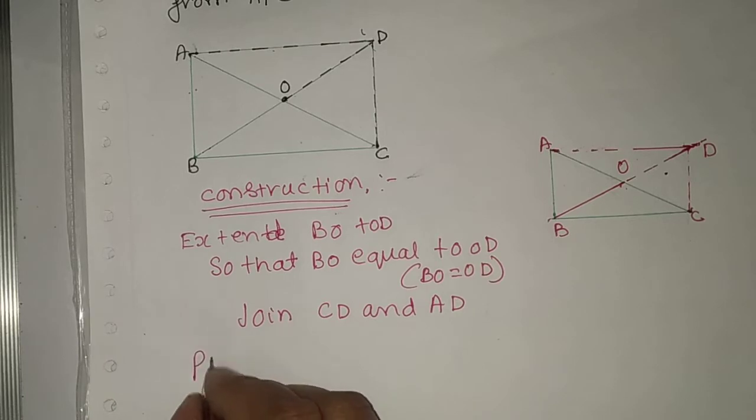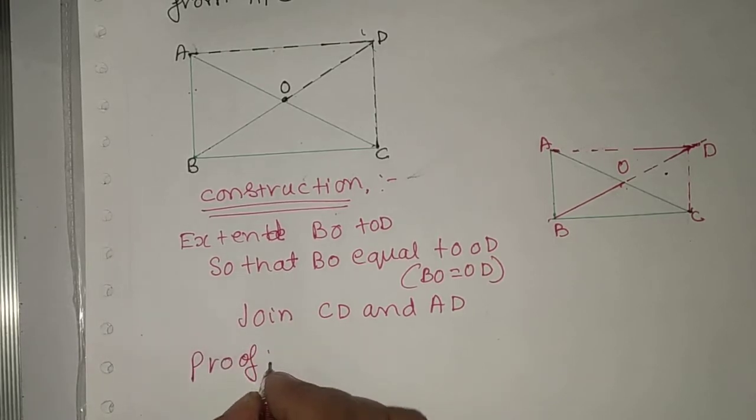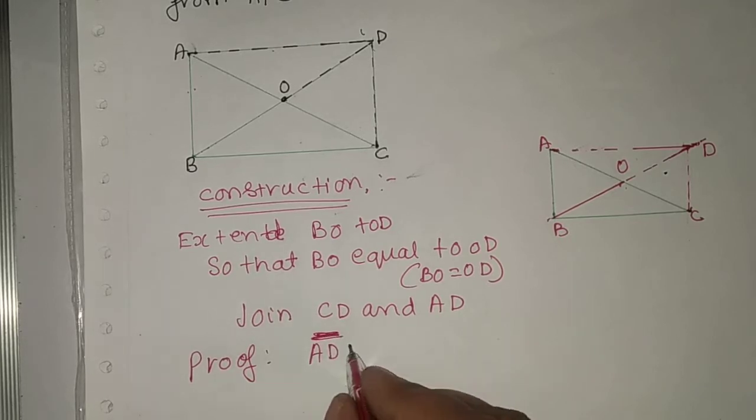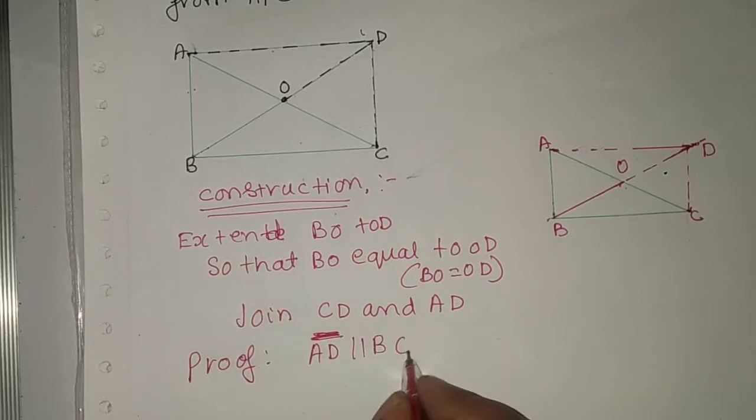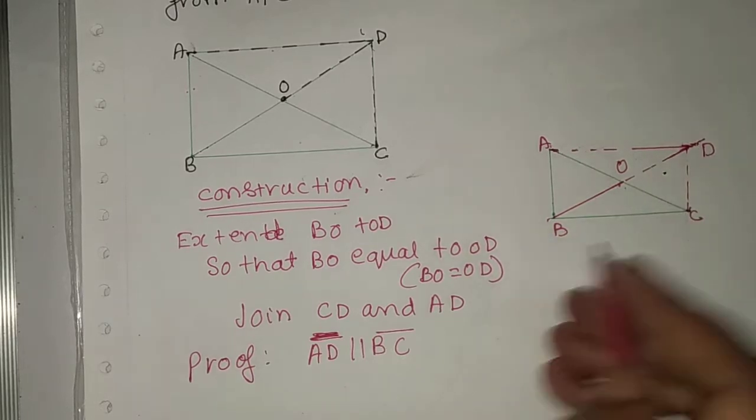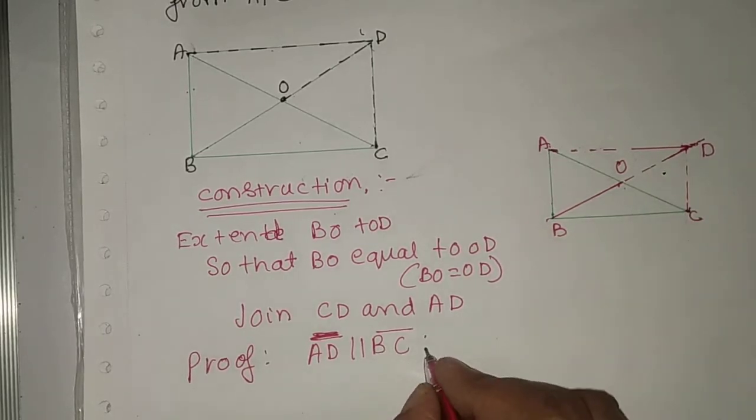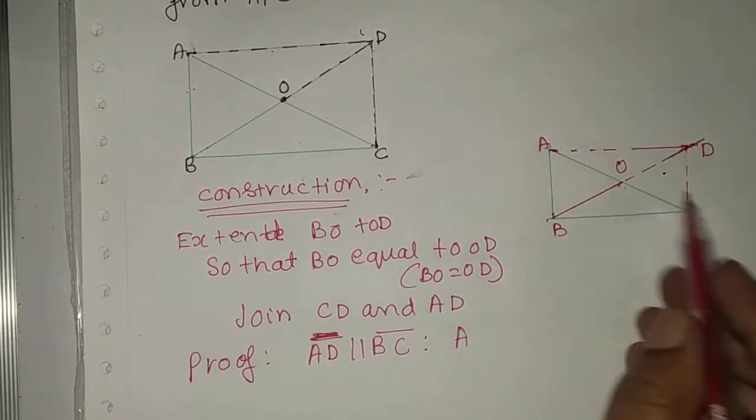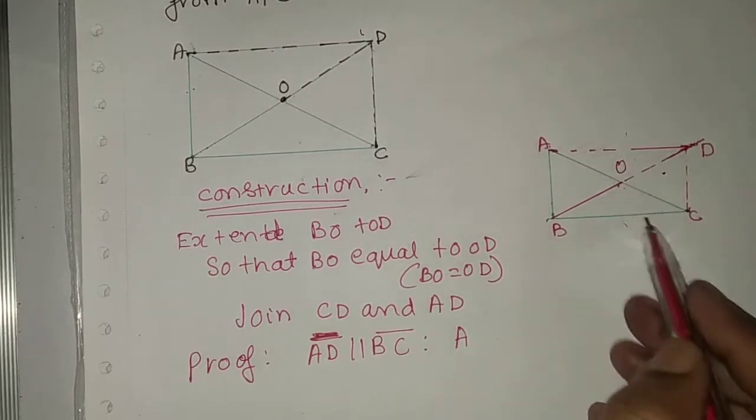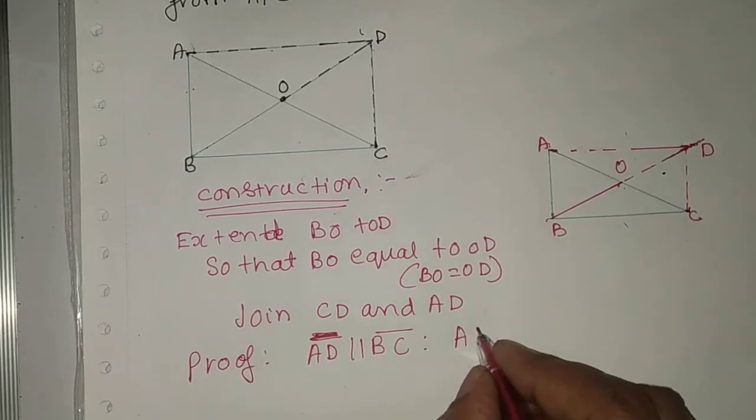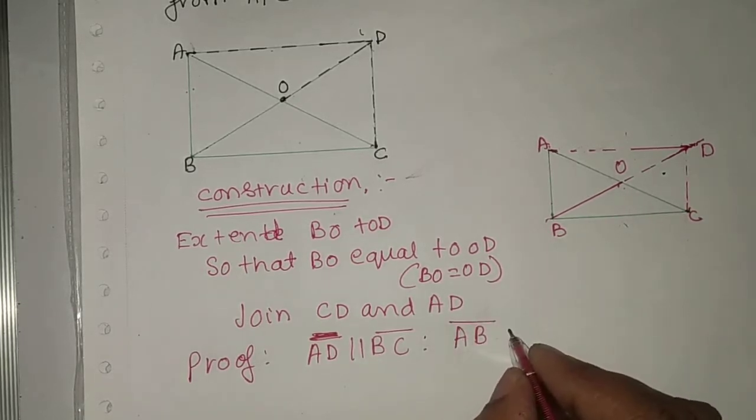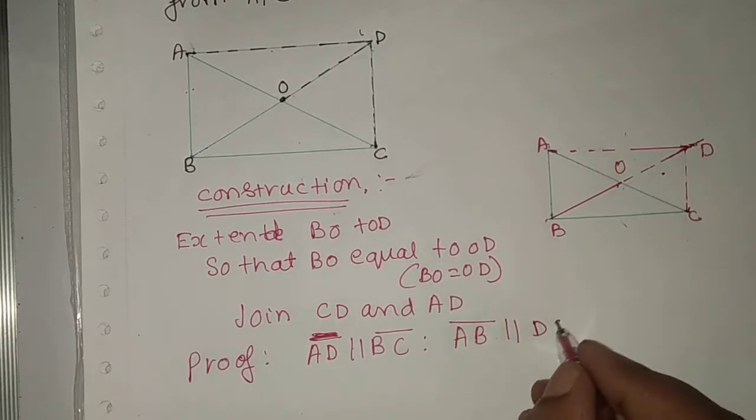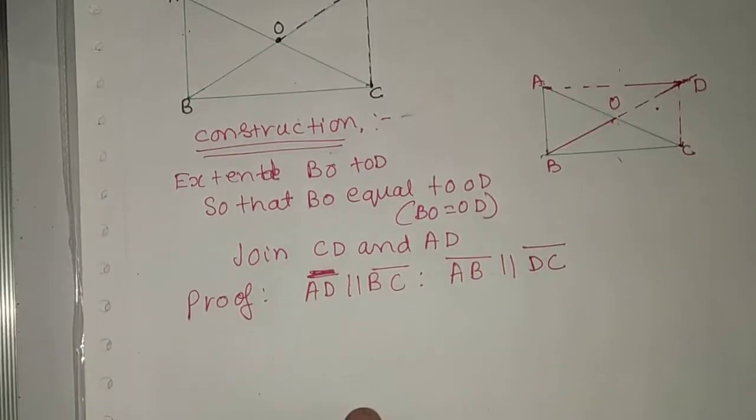After this, we have the proof. Next, proof, that is line AD is parallel to line BC. This one, AD is parallel to BC. Then these two are parallel. So in the rectangle, the opposite sides will be parallel to each other. Therefore, AB is parallel to DC. So this we have to write.